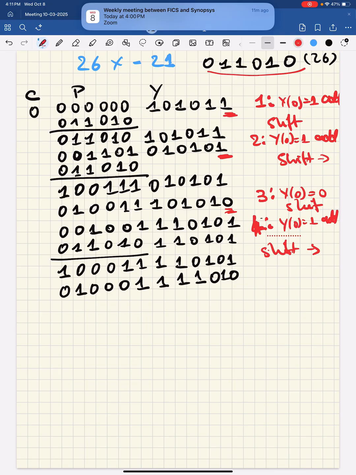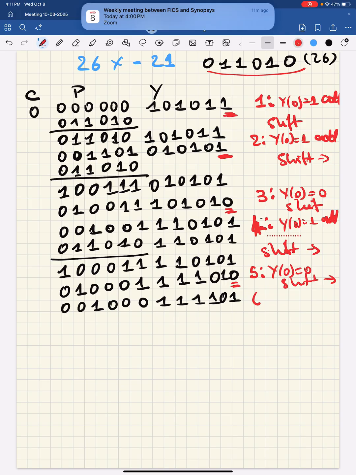Now let's do the fifth iteration. We'll check the y0 is equal to 0. Then we do a shift to the right. So that shift will give us the 0, 0, 1, then 0, 0, 0, then 1, 1, 1, 1, 0, and 1. And with that, we'll finish with the 6th iteration.